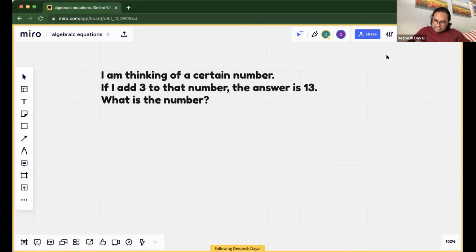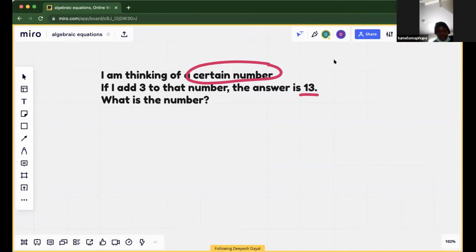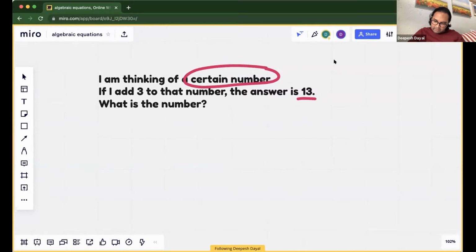So I'm thinking of a certain number, and you add 3 to that number and you get 13. Can I make that certain number an X? Have any of you used X before in class? How many of you have used X in class? Yes. You have? And what is your name? Stembiso, you've used X. Okay.